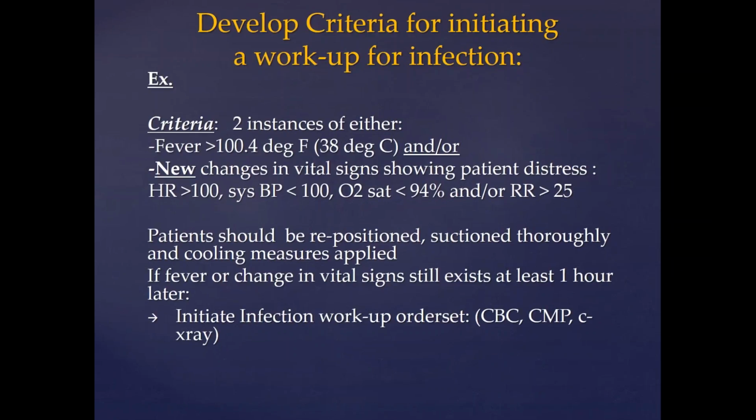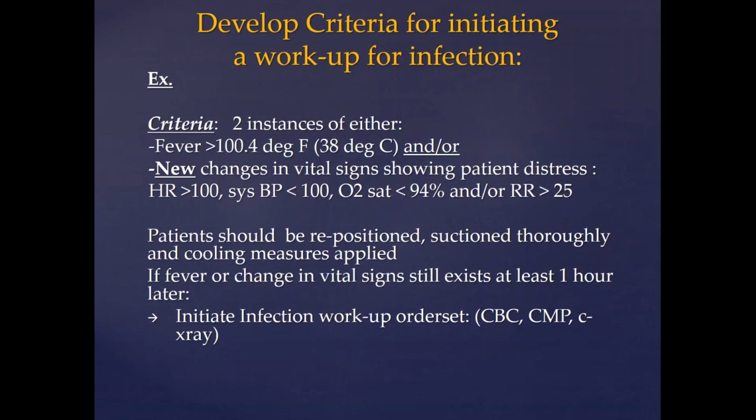It's important to develop criteria for initiating a workup for infection. Now I'm going to show you what we developed, and you can use this or you can develop your own. But it's important to have 2 instances of either fever and/or new change in vital signs showing patient distress. And the key word is new. So the fever point we use is 100.4 or 38 degrees centigrade, and this is a little bit higher than the latest McGeer criteria of 100, but this is what our ID physician chose. And our vital sign parameters are heart rate greater than 100, systolic blood pressure less than 100, O2 sat less than 94%, and/or respiratory rate greater than 25.